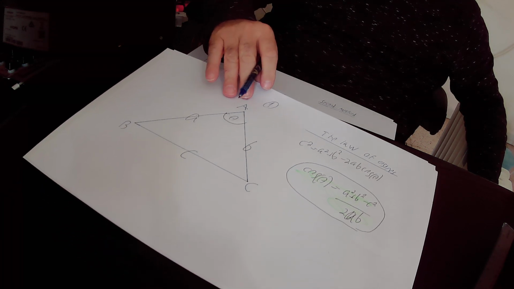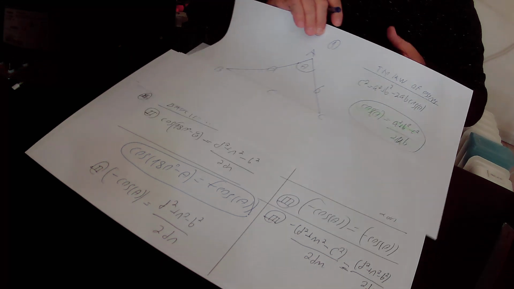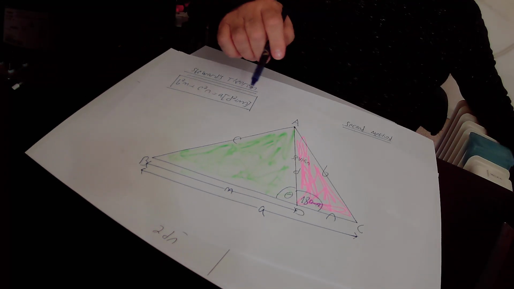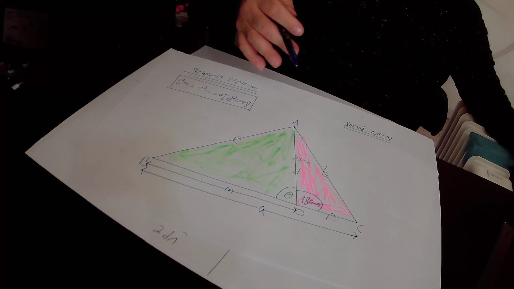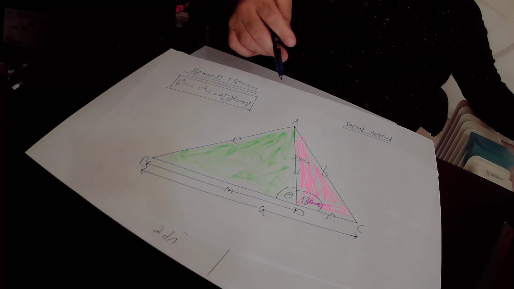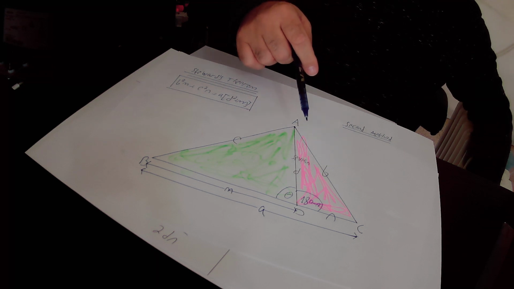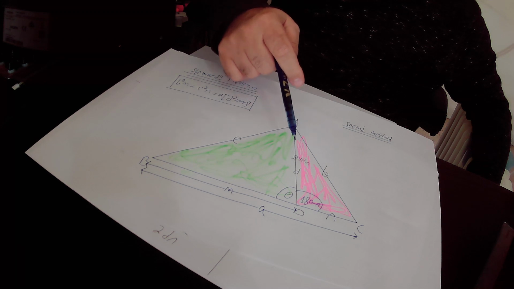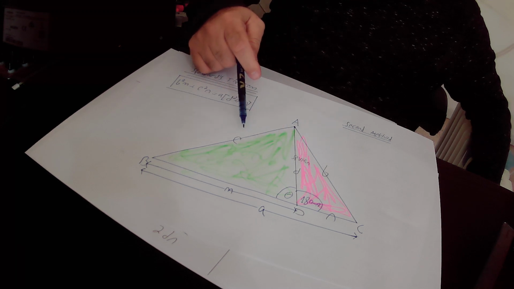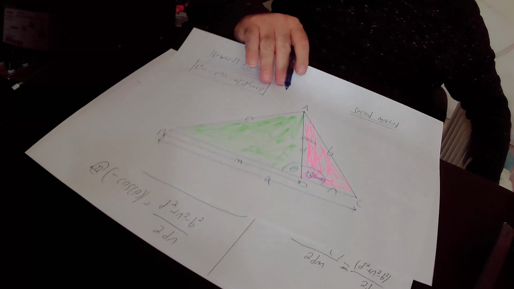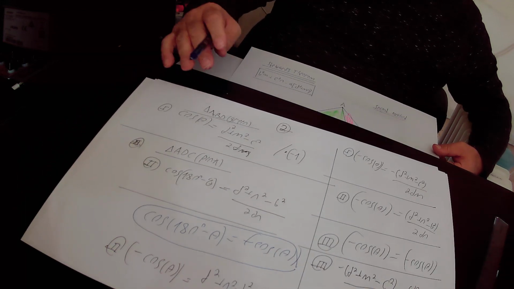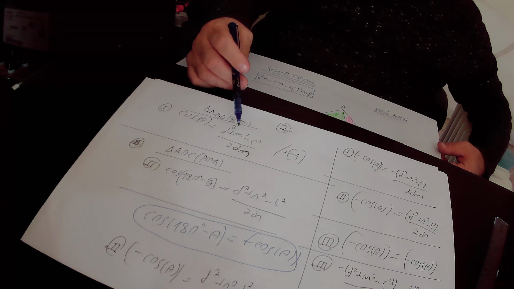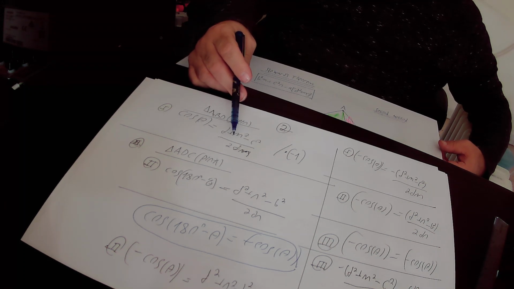And we implemented the law of cosines in the green triangle, ABD. According to the law of cosines, cosine theta equals m squared plus d squared minus c squared over 2 times md. Repeat again, according to the law of cosines, cosine theta equals d squared plus m squared minus c squared over 2 times dm.